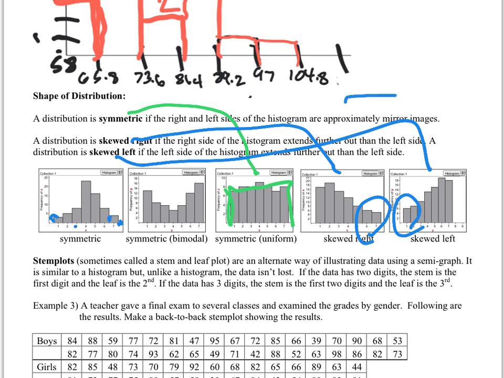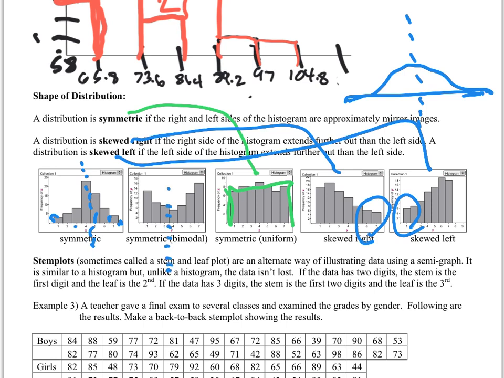Even a perfect normal curve is symmetrical because it's got a mirror image. If you cut it in half, you could fold it over, and this is the same picture as that picture. So this could be cut in half here, and it's almost the same. It's not perfectly symmetrical, but it's close enough for government work. It'll pass.